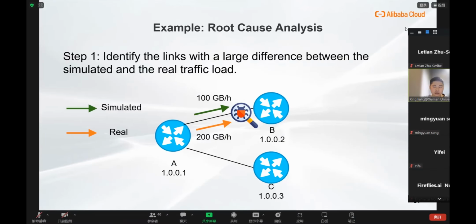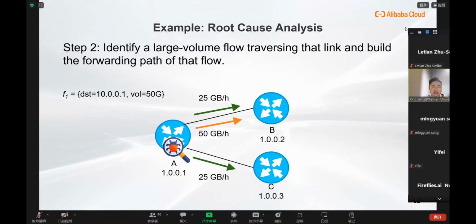Let's look at a simple example to illustrate how the accuracy diagnosis framework identifies and fixes an accuracy issue. The first step is to identify links with a large difference between the simulated and real traffic. For instance, Hoyan simulated 100 gigabytes on the link from A to B during the peak hour, while the live monitoring shows 200 gigabytes. Such a difference indicates a potential inconsistency, either in the simulated routing state or forwarding behavior of the network.